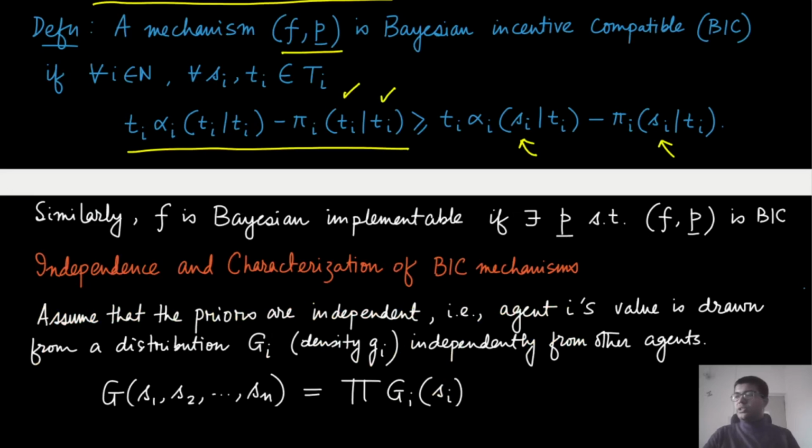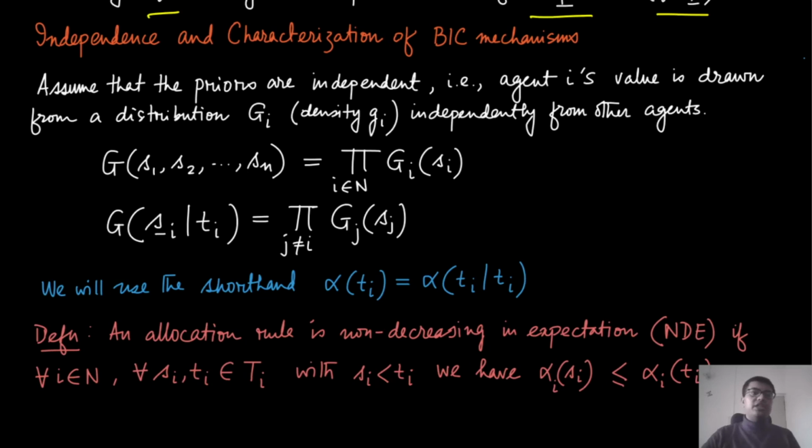And quite naturally, we'll say that an allocation rule is Bayesian implementable if there exists some payment such that this (f, p) is BIC. And in the definition of Bayesian incentive compatibility, what is implicit is the common prior. So whenever we are taking this expectation, we know that this is coming from this G, which is common knowledge. Now we are going to assume one additional property, which is the independence of the individual distributions, that is the g_i's, and then we'll do a characterization of these BIC mechanisms.